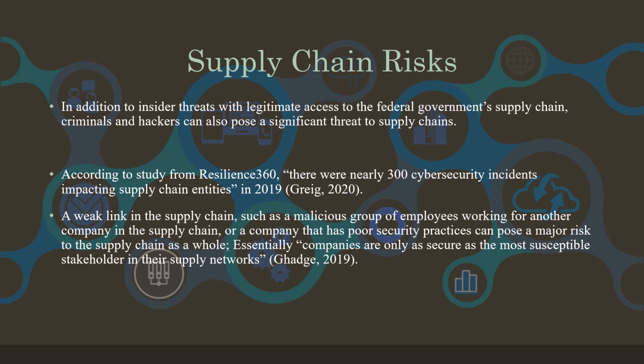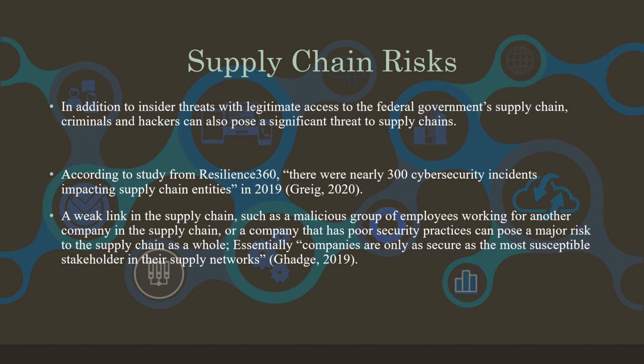According to a Resilience 360 study, there were nearly 300 cybersecurity incidents impacting supply chain entities in 2019. It's a lot of incidents, especially considering the scale of supply chains. So one weak link in a supply chain, like a malicious group of employees working together, or working for another company in the supply chain, or a company that has poor security practices, can pose a major risk to the supply chain as a whole.